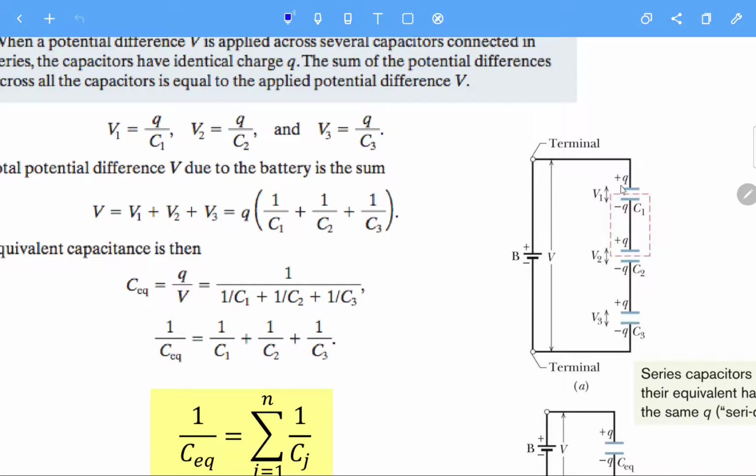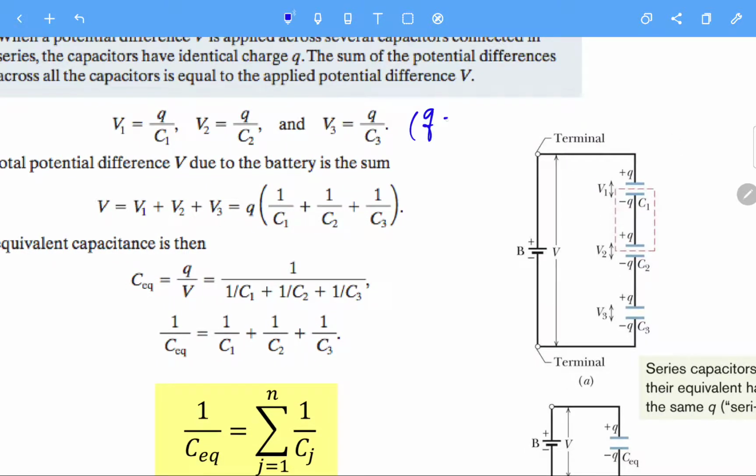So it turns out that we have positive Q, negative Q for the first capacitor, and due to the conservation of charge for this area, this should be positive Q, and in this case, this is negative Q. And for the conservation of charge for this area, this is negative Q, so this is positive Q, and it turns out this one should be negative Q. So Q is shared.